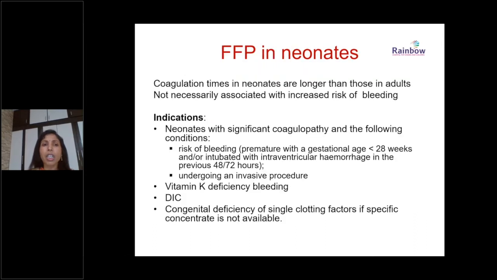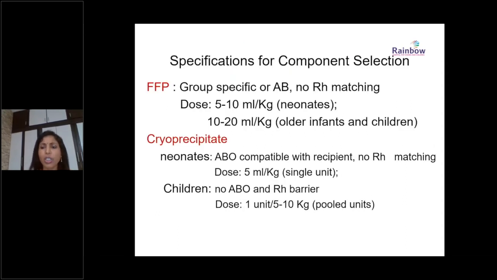And with FFP, one has to be careful. It can precipitate TRALI. So if you have pre-existing diseased lungs, in those cases FFP can precipitate TRALI. We have to be aware of that point so that we can monitor the child properly. So for indications, I think we have already discussed vitamin K deficiency, DICs, congenital factor deficiencies. Once again, you can divide into acquired and inherited problems.